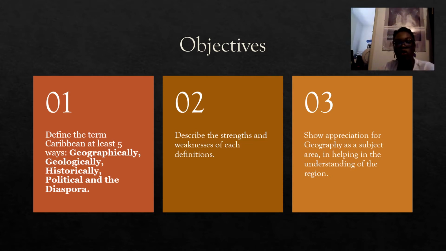So you should know the elements of the geographical definition. You should know the elements of the geological definition. You should know the elements of the historical, political, and diaspora definitions. Additionally, at the end of this exercise, we're also going to participate in our first writing exercise. That's when I'm going to expose you to how you write to pass the Caribbean Studies external examination. So you're going to be introduced to what the questions are like.